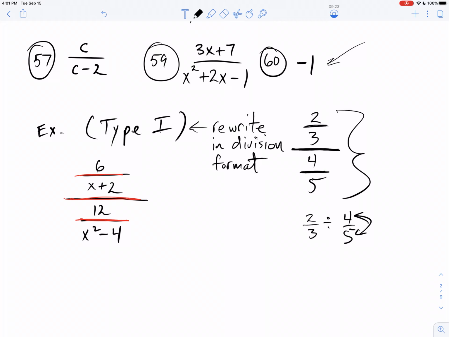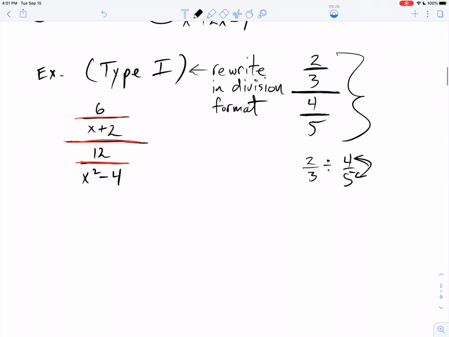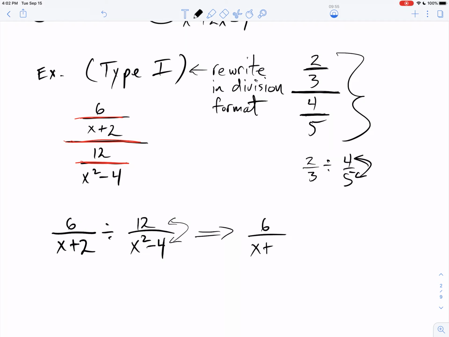So how do you know it's type 1? You see 3 fraction bars. That's how you know. So guess what? I'm going to rewrite this one so it looks like this: 6 over x plus 2 divided by 12 over x squared minus 4. That's what I'm going to do. In fact, you could have saved yourself a step, and you could have said, well, can I just flip this in my head and write it like a multiply? Could I have just written it down like this to begin with?